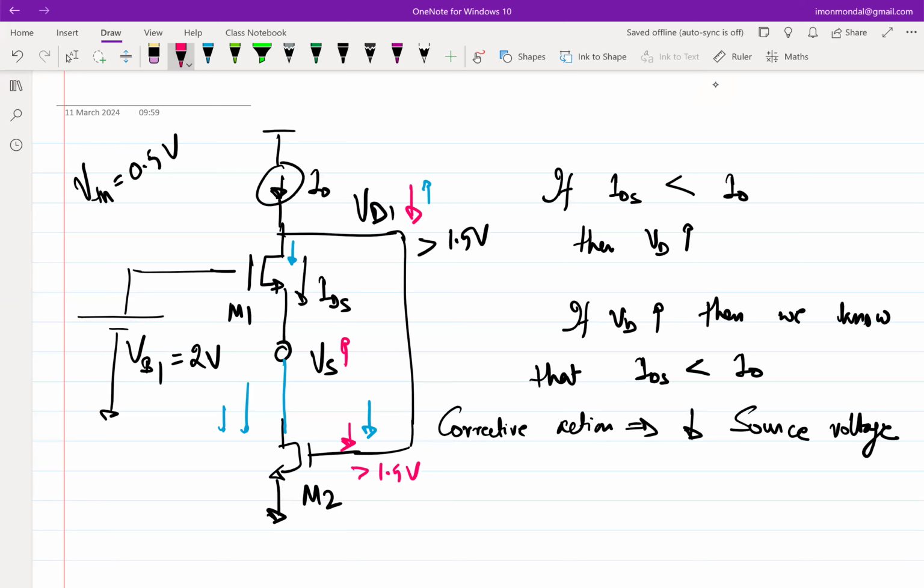So I want M2 to also be in saturation. Which voltage should I look for? VS. So this needs to be greater than what? 1 volt. This needs to be greater than 1 volt, right?